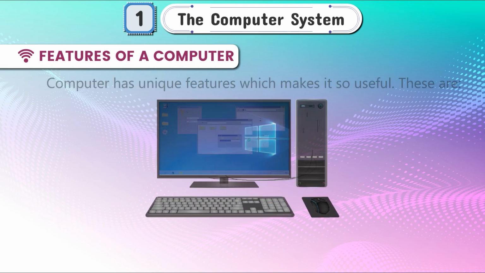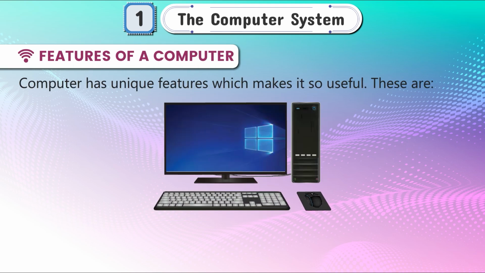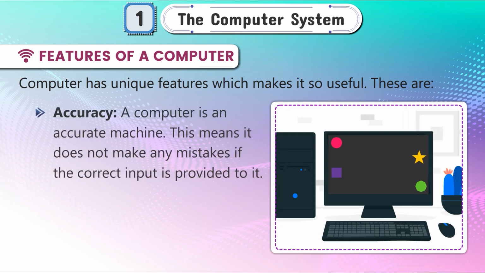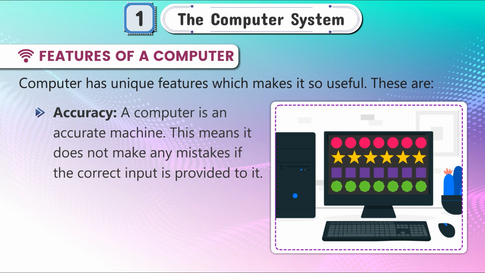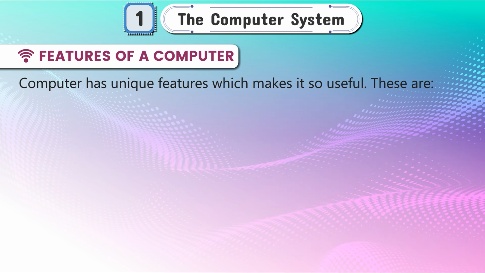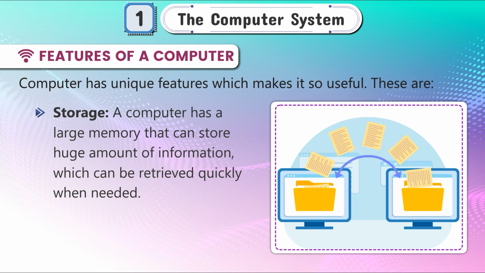Features of a computer. A computer has unique features which make it so useful. These are speed. The working speed of a computer is very fast in comparison with human beings. Accuracy. A computer is an accurate machine. This means it does not make any mistakes if the correct input is provided to it. Diligence. Unlike human beings, a computer never gets tired. It can work for hours. Storage. A computer has a large memory that can store huge amounts of information which can be retrieved quickly when needed.